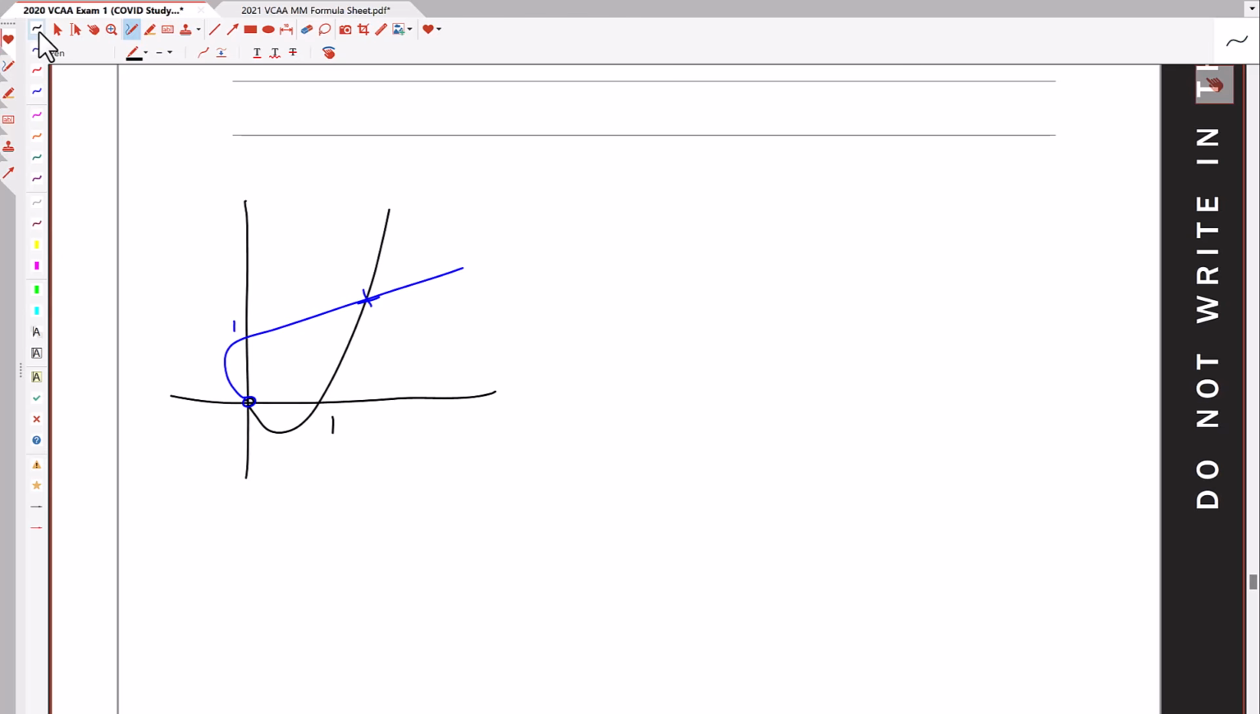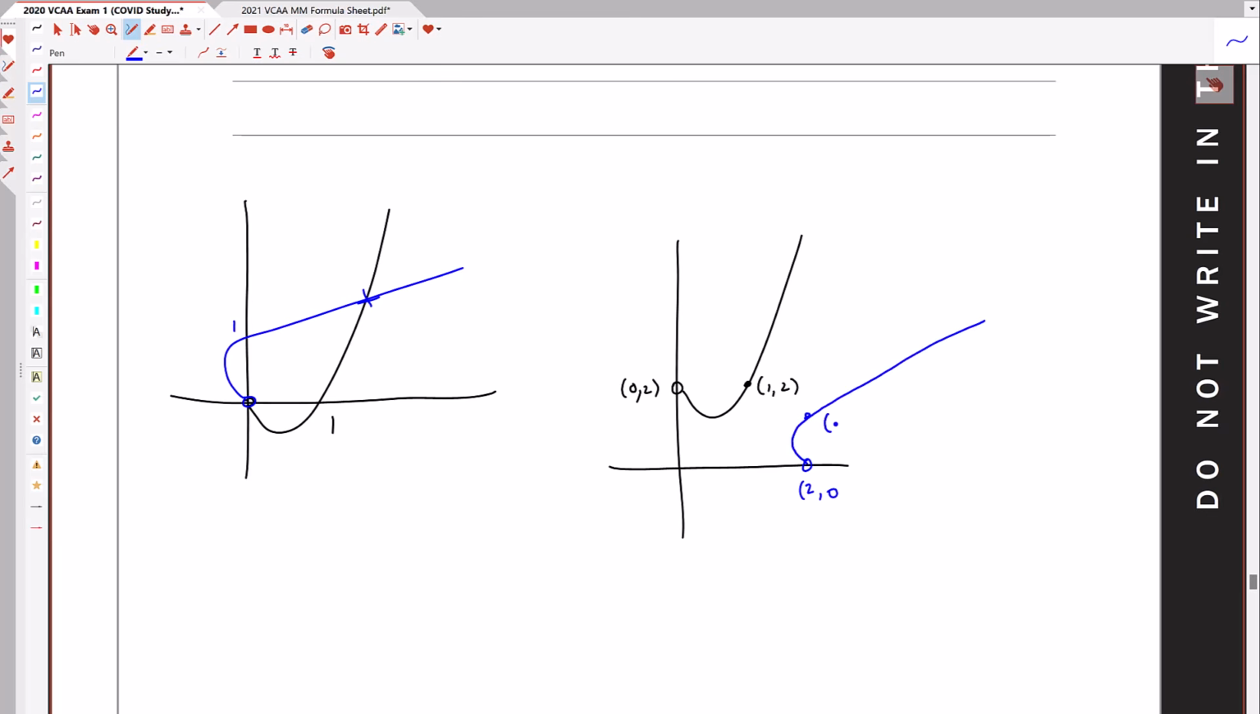So if you were to translate the graph up, so let's say that was 0, 2, which would make that 1, 2 in the original graph, then you would have 2, 0 and 2, 1, and your graphs wouldn't intersect at all. So what we want to think about is when they are going to intersect.